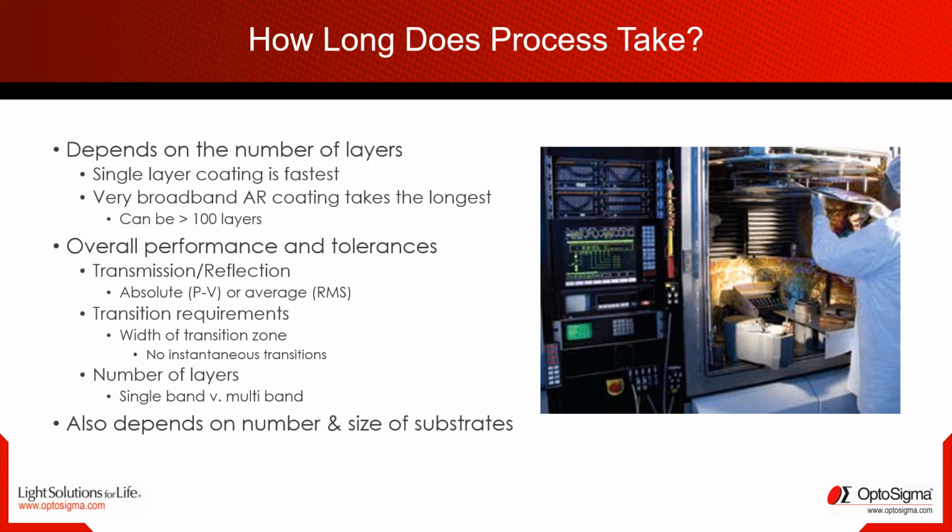The size and quantity of substrates also impact processing time, because it's easier to obtain uniformity on smaller parts rather than one large part, so the rate can be adjusted to compensate for this. It also determines the number of coating runs needed to yield the final quantity of parts.